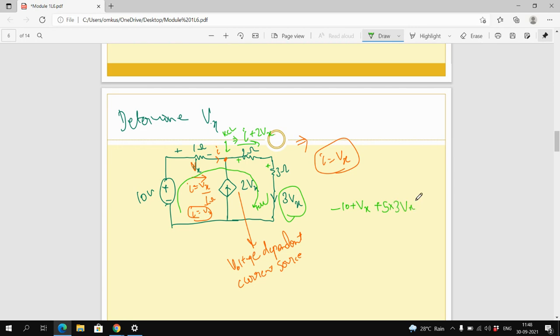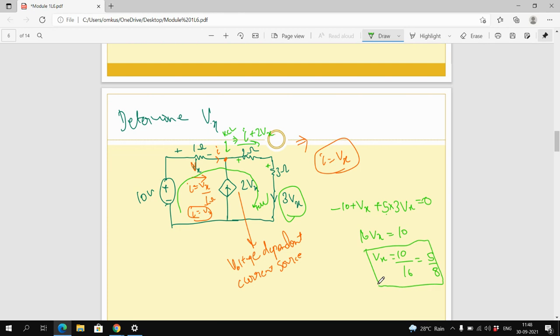So 3Vx equal to 0. Now solve this, you will get the value of Vx. 5 3s are 15, 15 plus 1 is 16, so 16Vx is equal to 10. Vx value is 10 by 16, which is equal to 5 by 8. Now I hope this is clear to you.